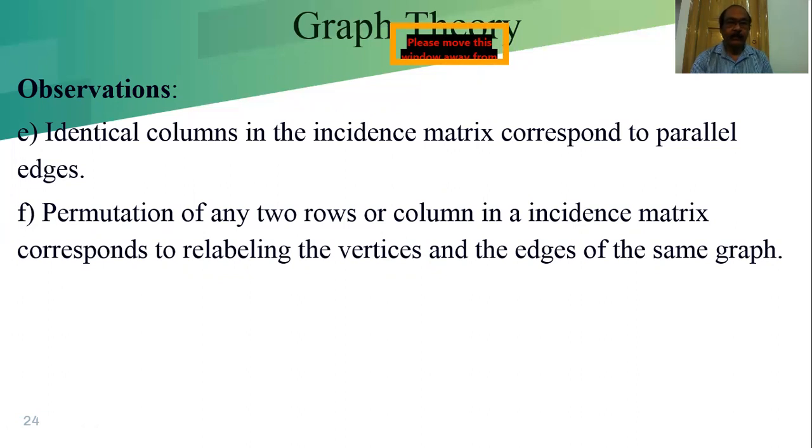We already learned when we say two graphs are similar or isomorphic. One incidence matrix corresponds to one graph, another incidence matrix to the other graph. After interchanging rows or columns, that is, relabeling, if we find both incidence matrices are the same, we can say the graphs corresponding to these incidence matrices are identical or isomorphic.